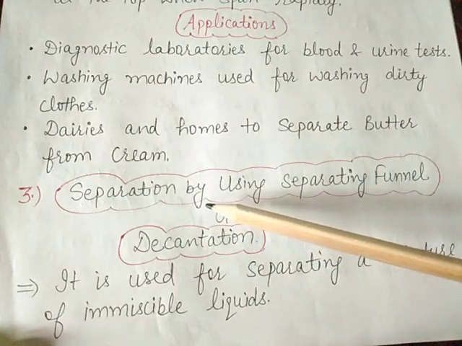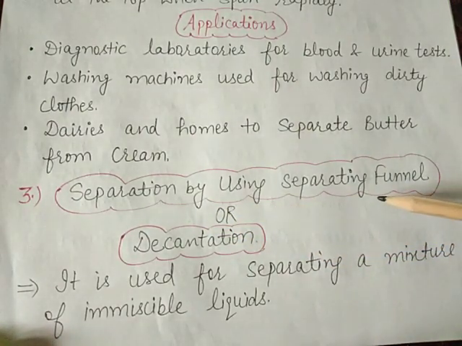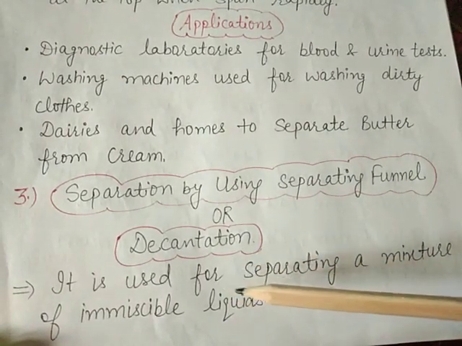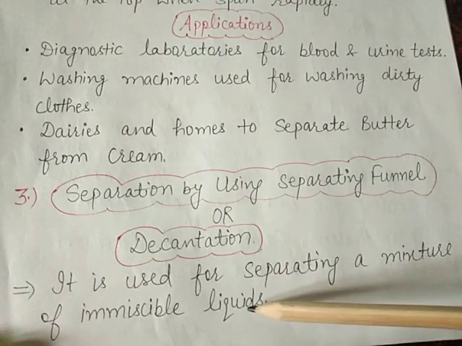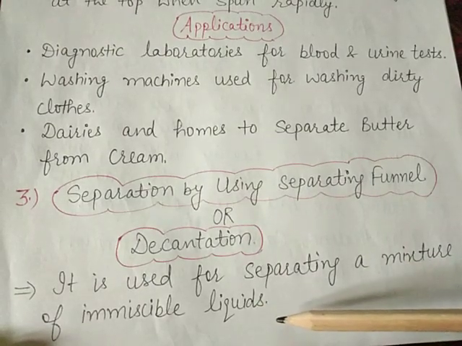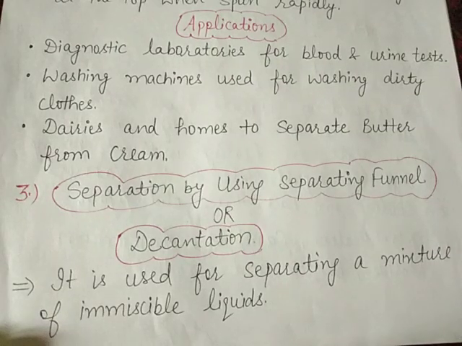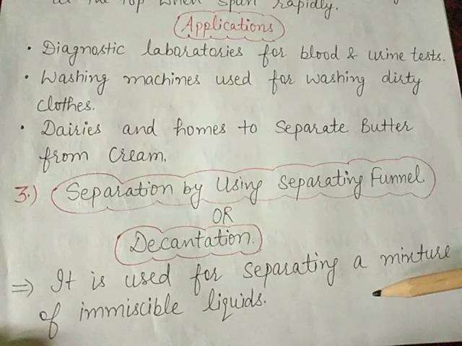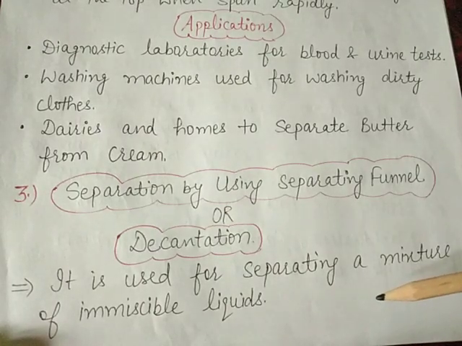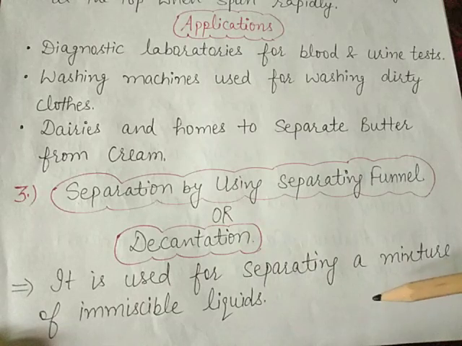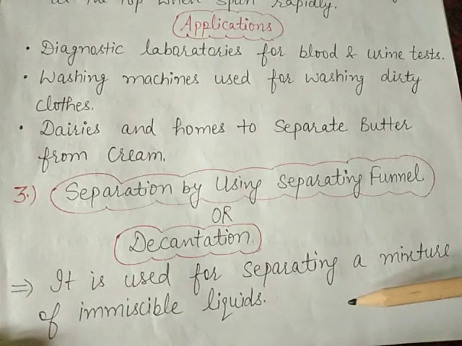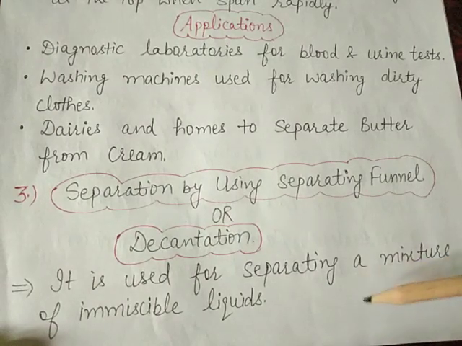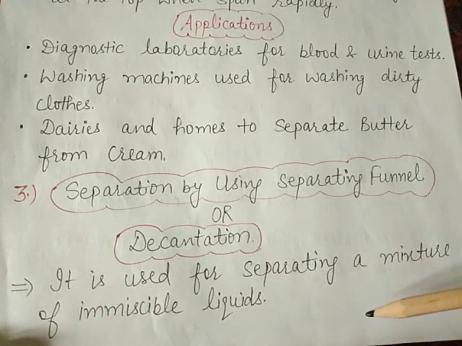That is separation by using separating funnel or decantation. This method is used for separating a mixture of immiscible liquids. Immiscible liquids like oil and water don't mix. When these are placed together, they form separate layers. So this is called immiscible liquids, which means they are not soluble with each other and don't mix.